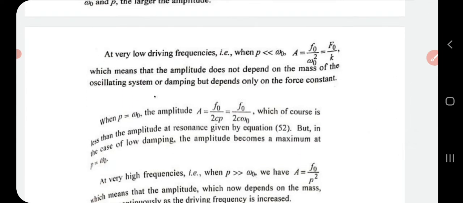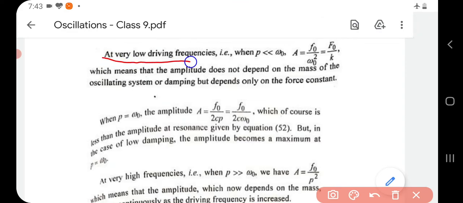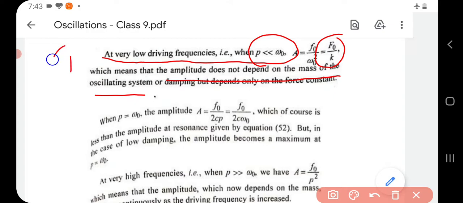Now what happens at very low driving frequency? Very low driving frequency means p very much small compared to omega 0. In that case, your amplitude A will be f0 by omega 0 square, or we can rewrite it as f0 by k. That means amplitude does not depend on the mass of the oscillating system or damping, but depends only on the force constant k. So that is one condition where low driving frequency is discussed.